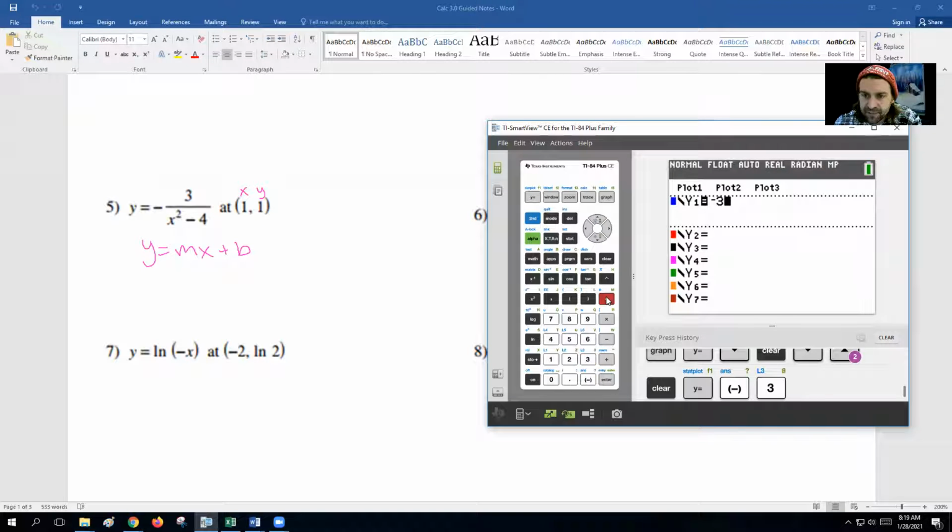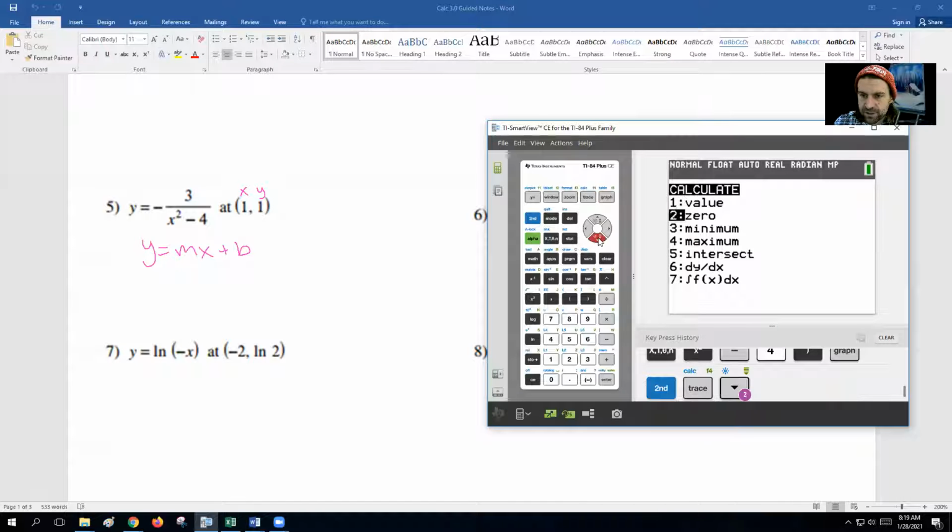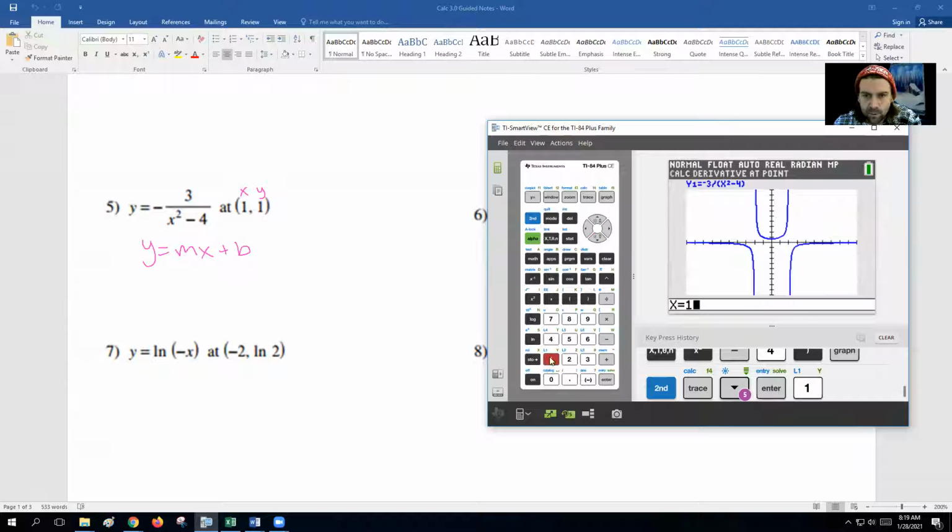So we got negative 3 divided by, now since we have an expression down here, we need to put in parentheses, x squared minus 4. We can graph it out. So there's our equation. Let's find the derivative at the point 1. And to do that again, we press second calc, and we're going to pick our sixth choice, dy dx. And we're going to type in 1 because our x value is 1. It goes through, so it doesn't give us the exact slope, but it gives us something super close.